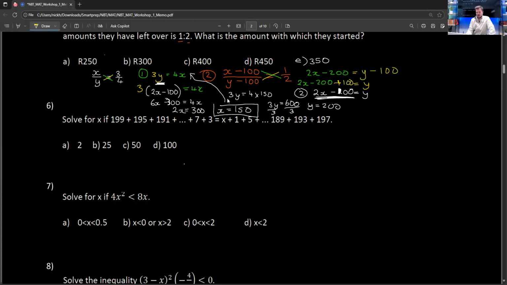For the pure maths guys, there's a solution to this question over on Smart Prep. What I want to do in this question, though, is for the maths lit people, make this a little bit simpler by breaking it down so that you don't have to necessarily understand sequences. What I want you to do is take the first and the last number together. So that would be 199 plus 3, which would be 202.